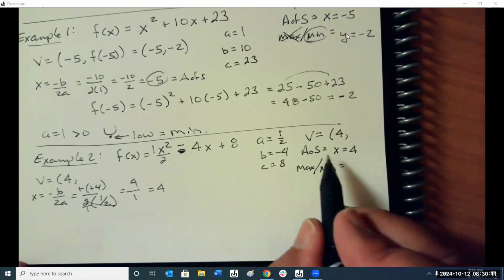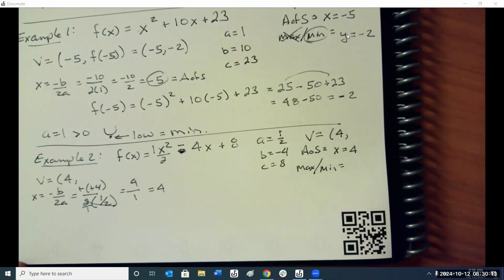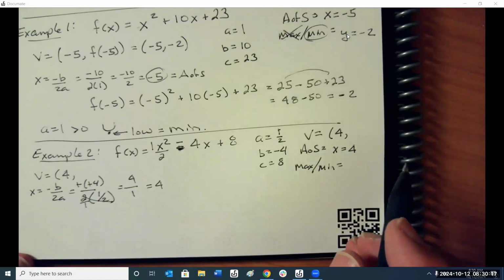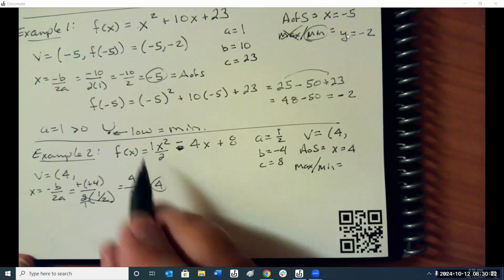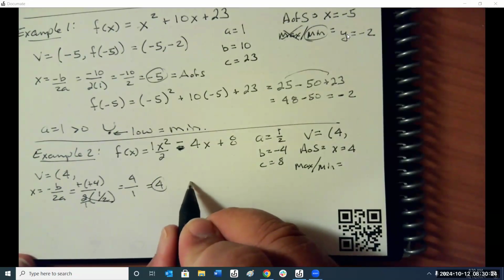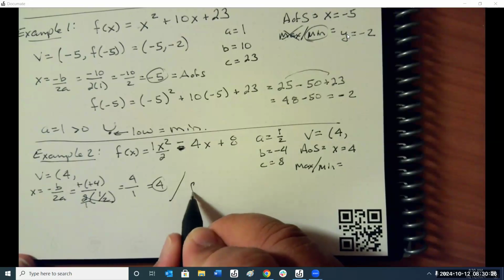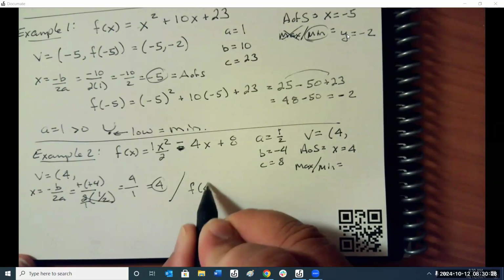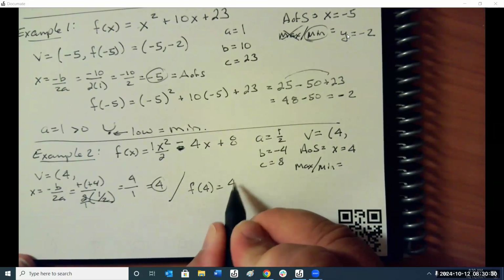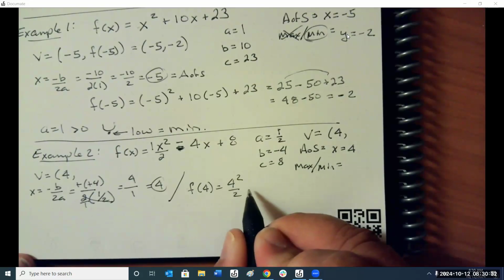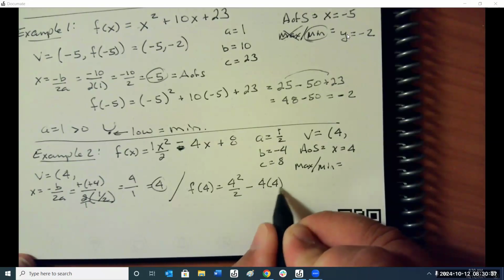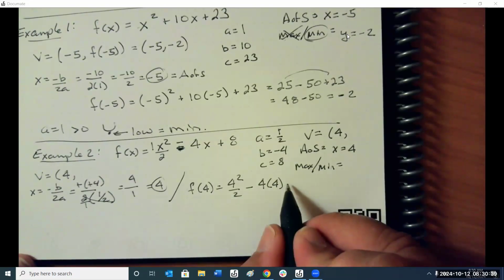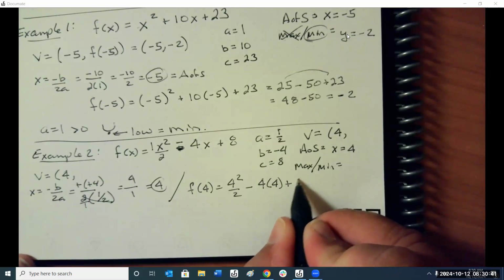The axis of symmetry is x equals 4. Now we've got to take this value and plug it back into the original. So it's 4 squared over 2 minus 4 times 4 plus 8.